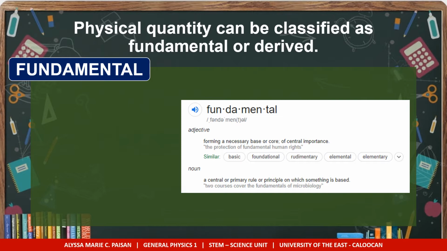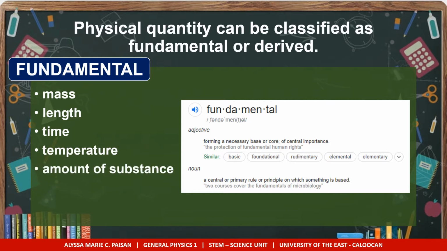There are 7 fundamental quantities, namely mass, length, time, temperature, amount of substance, electric current, and luminous intensity. Let us define each of them.